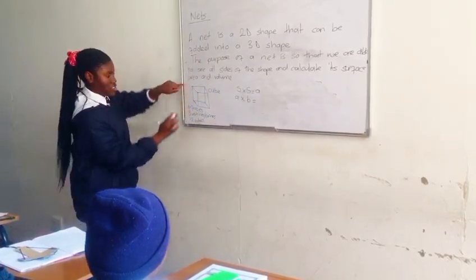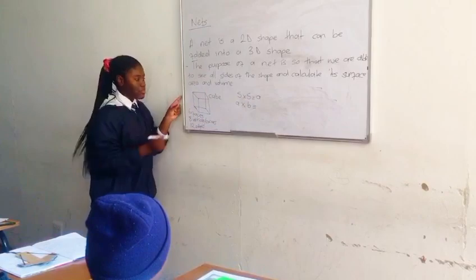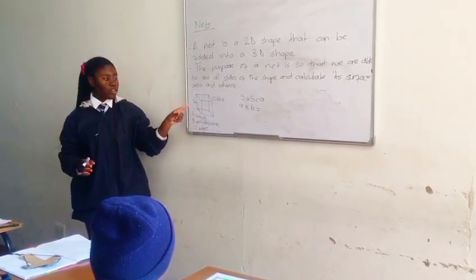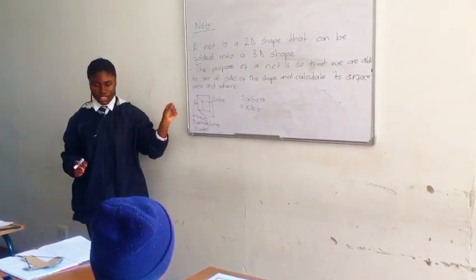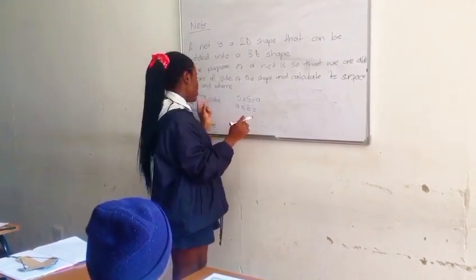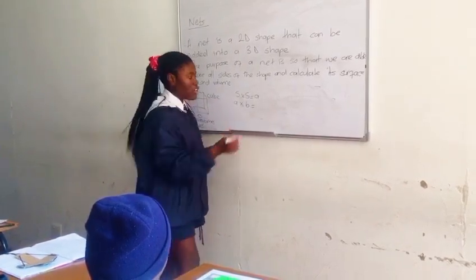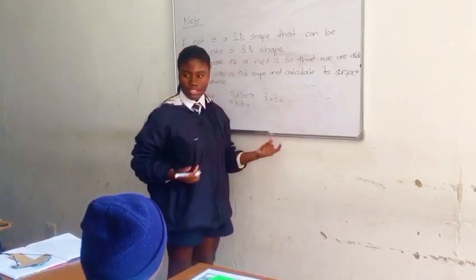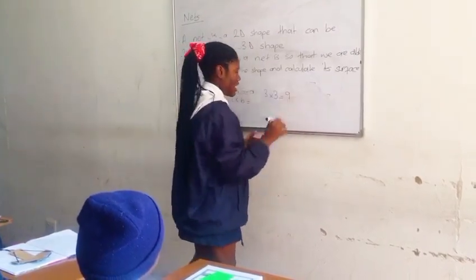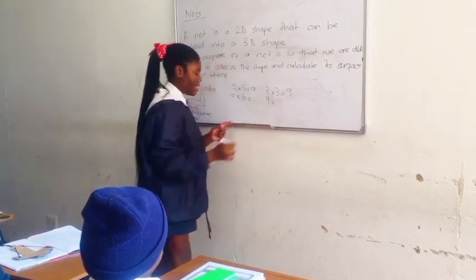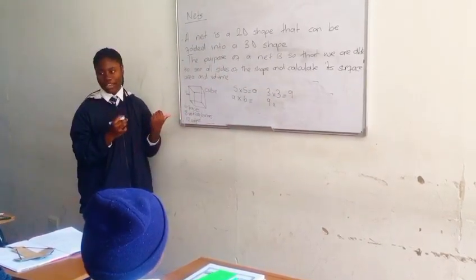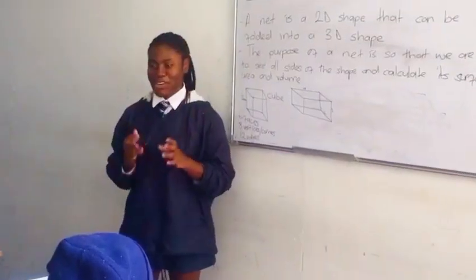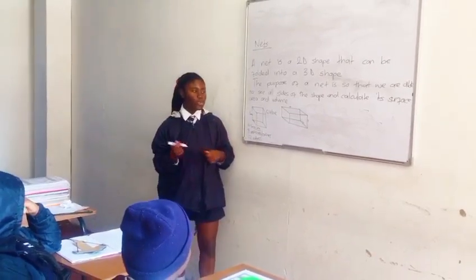Let's imagine this cube is given as 3 centimeters. Since we know that it has equal sides, we now know that all the other sides of the faces are 3 centimeters. Now, using the formula, we want to calculate its surface area. We say 3 times 3 and we get 9. Now we say 9 multiplied by the number of faces the cube has, which is how many faces? 6.